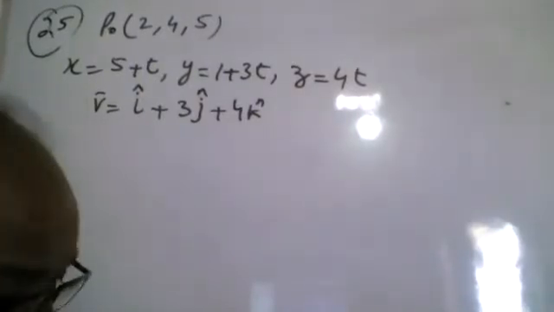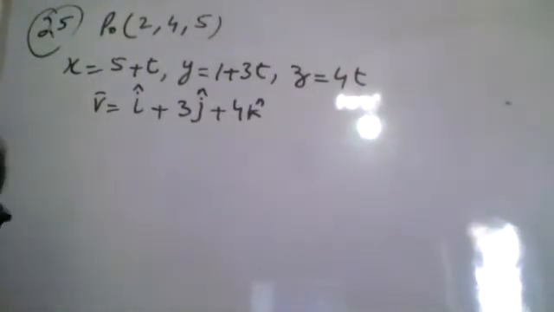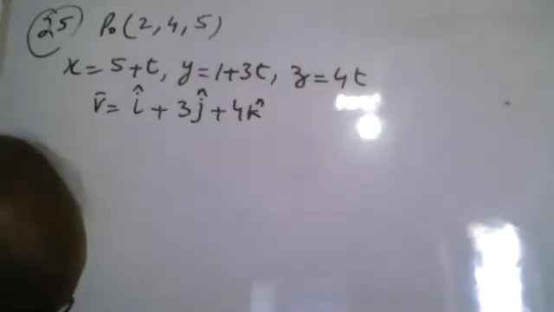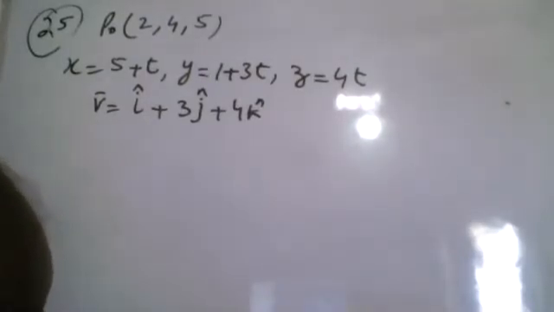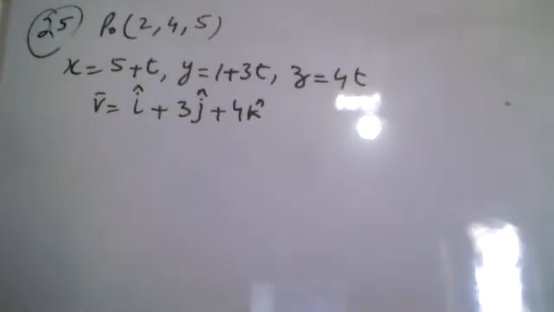This is question number 25. We will find the equation of the plane which is passing through the point P naught (2, 4, 5) and perpendicular to the line x = 5 + t, y = 1 + 3t, z = 4t.